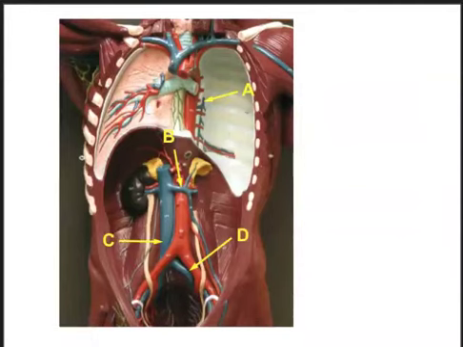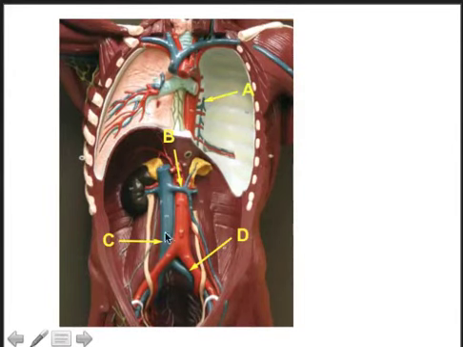A is the accessory hemiazygous vein. The accessory hemiazygous vein is on the posterior left side of the thoracic cavity behind the left lung. And it receives blood from the posterior intercostals, the veins that drain blood from between the ribs, and the hemiazygous vein, which is basically below it. Okay. B is the left renal vein, and it receives blood from the left suprarenal vein and the left gonadal vein. Okay. There is the left gonadal vein. There is the left suprarenal vein.